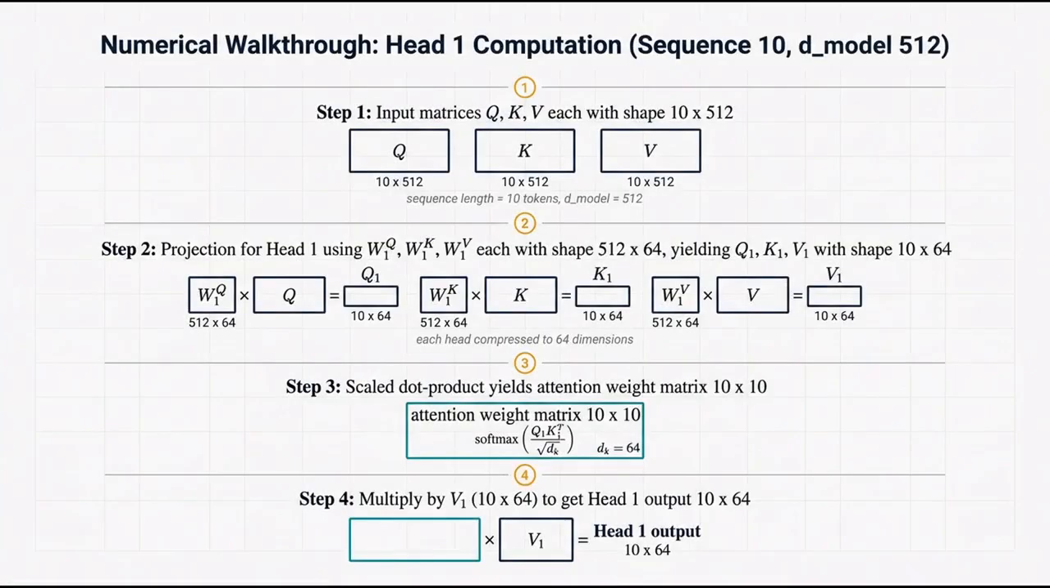Let us walk through a concrete numerical example. Suppose our batch has a sequence length of 10 tokens, and d model equals 512. The matrices Q, K, and V all have dimensions of 10 by 512. For head 1, we project these matrices using W sub 1 superscript Q, W sub 1 superscript K, and W sub 1 superscript V, each with dimensions of 512 by 64. This yields projected matrices QW sub 1 superscript Q, KW sub 1 superscript K, and VW sub 1 superscript V with dimensions of 10 by 64.